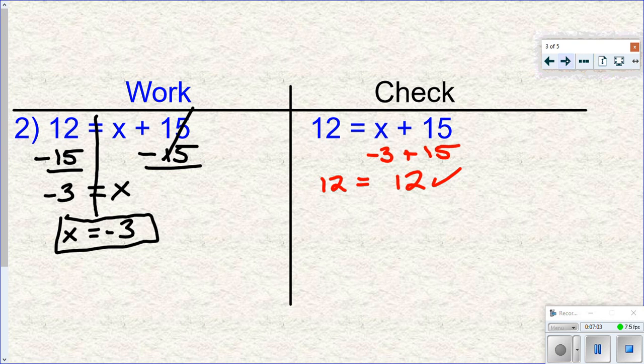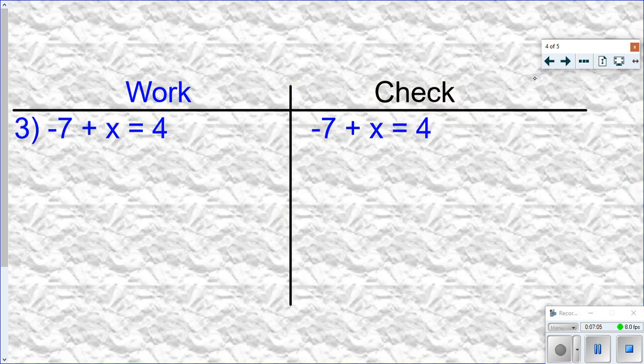All right, let's look at another example. Negative 7 plus x equals 4. So which side of the equation should I be looking at? The left side or the right side? The variable's on the left side, so that's where my eye should be. So this one's a little bit different here.